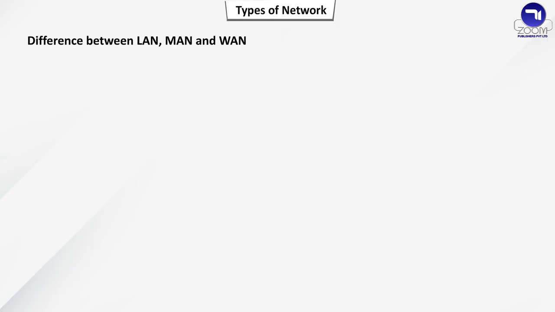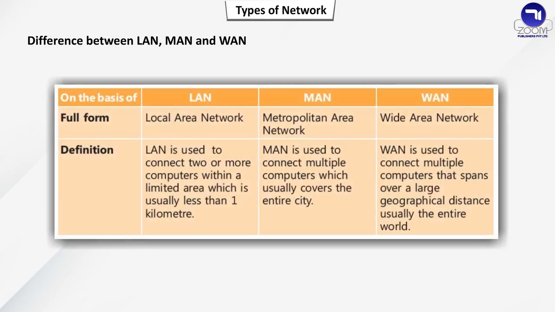Difference between LAN, MAN, and WAN. On the basis of: LAN, MAN, WAN. Full form: Local Area Network, Metropolitan Area Network, Wide Area Network. Definition: LAN is used to connect two or more computers within a limited area, which is usually less than 1 kilometer. MAN is used to connect multiple computers, which usually covers the entire city. WAN is used to connect multiple computers that span a large geographical distance, usually the entire world.